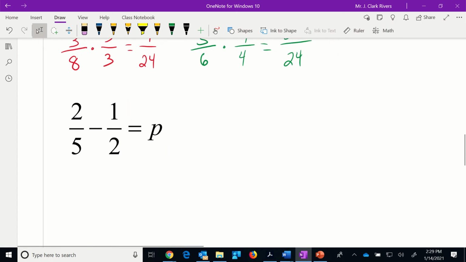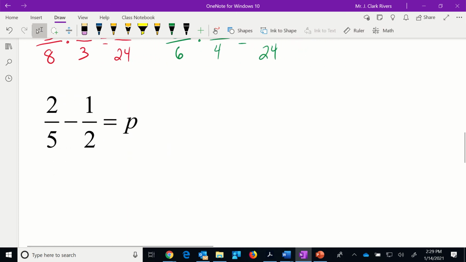Try this one on your own. I think you can probably do it. 2/5 minus 1/2 equals p. Pause the video now and try it out.